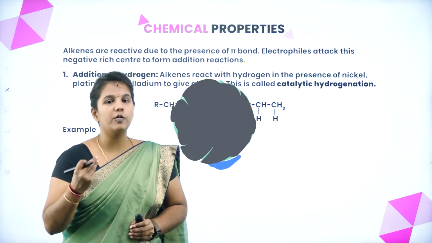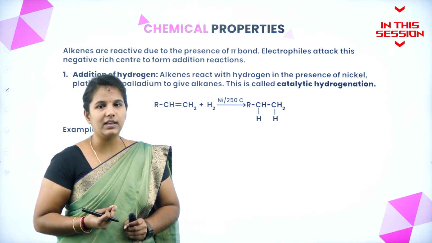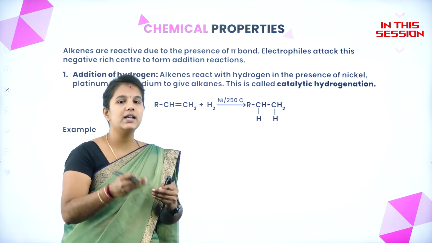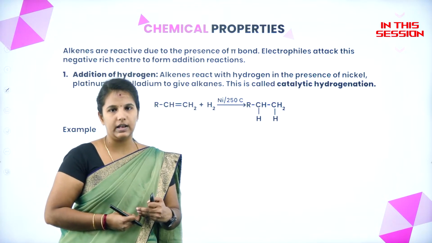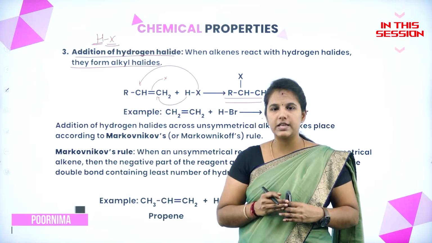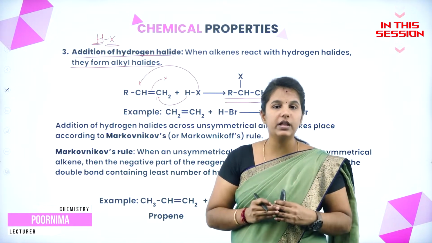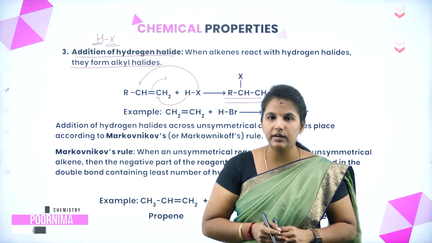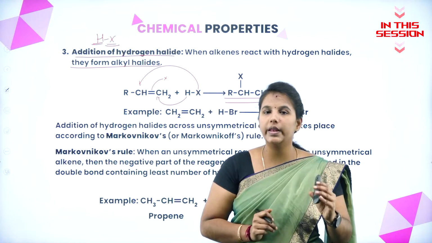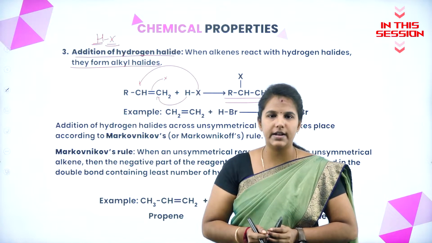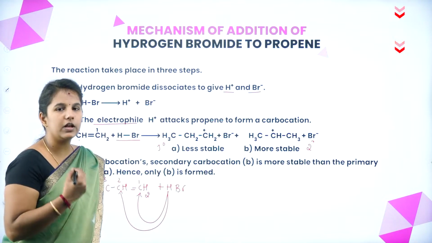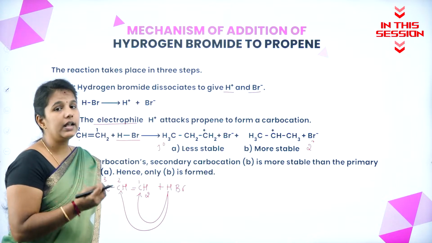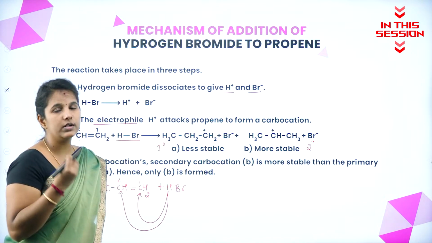The presence of pi bond in the alkenes makes the alkenes more reactive as compared with the alkane. What does Markovnikov's rule say? The negative part of the reagent should attach to the unsymmetrical carbon atom having the fewest hydrogen atoms. Always remember, when compared to the primary carbocation and secondary carbocation, tertiary carbocations are more stable.